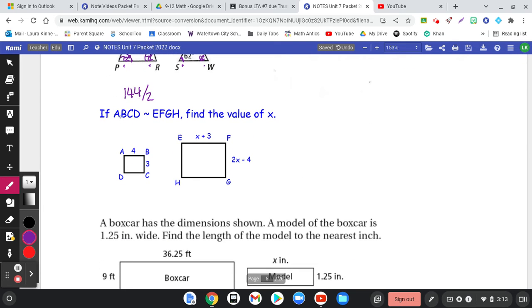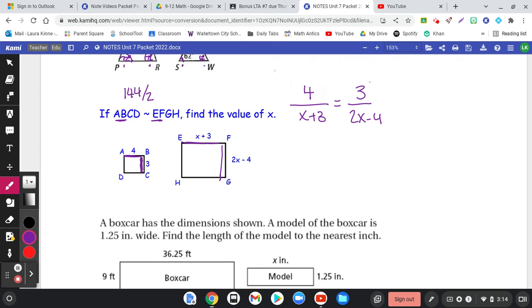All right, this one tells us that ABCD is similar to EFGH, so we find the value of x. Well, they gave us side AB. AB matches EF. So I'm going to set up a proportion like we did yesterday. 4 over x plus 3 equals. Now, since I did the smaller triangle on the top, I need to do that same thing in the other half of the proportion. So 3 over 2x minus 4.